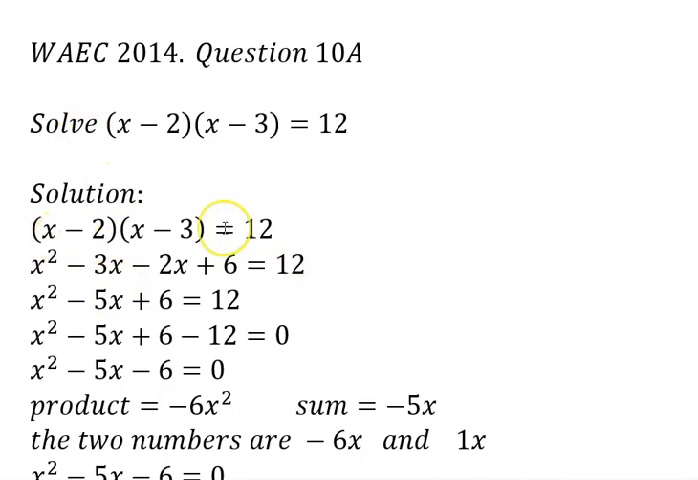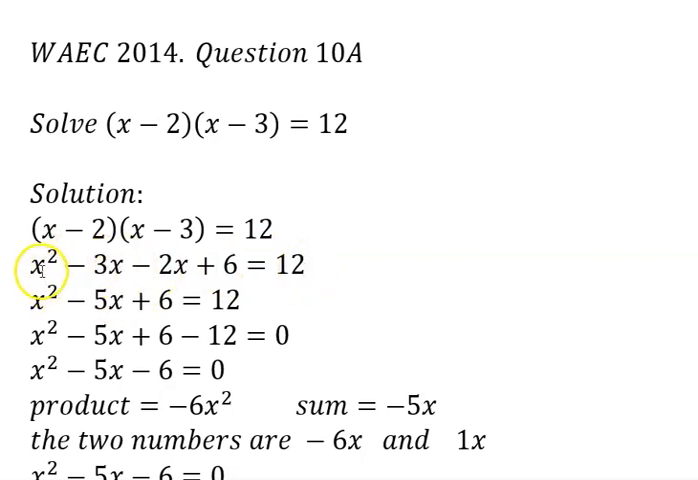So when you open up this bracket, you have x times x will give you x squared, x times minus 3 will give you what? Minus 3x. Minus 2 times x will give you what? Minus 2x. Minus 2 times minus 3 will give you what? Plus 6 equals 12. Now, look at this.